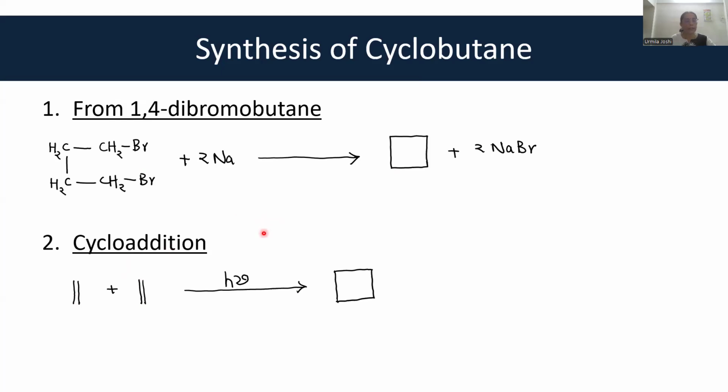Another method for synthesis of cyclobutane is cycloaddition reaction. Now, cycloaddition can be 4 plus 2 cycloaddition or 2 plus 2 cycloaddition. 4 plus 2 is a thermal reaction that occurs in presence of heat, and 2 plus 2 occurs in presence of light. So when there is light, 2 molecules of ethene cyclize to give cyclobutane. When there is no light and if you provide heat, such reaction will not occur.